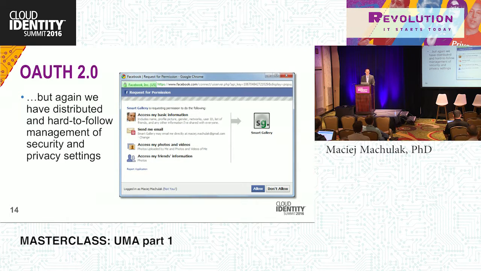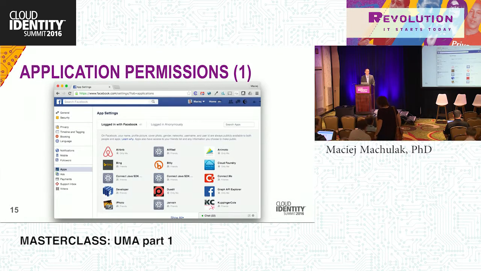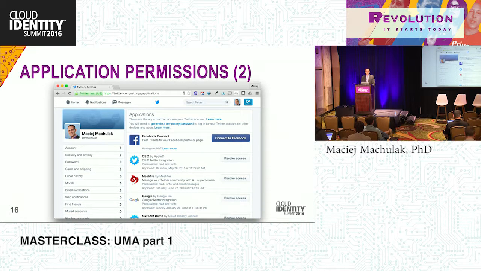But we still had distributed and hard to follow management of security and privacy settings. For example, you would go to Facebook, you would see what kind of applications can get your data, what are the permissions for these applications. But you could also go to Twitter. Again, you could review the applications, see the permissions, and you would have to do that for every single authorization server that implemented the OAuth protocol.